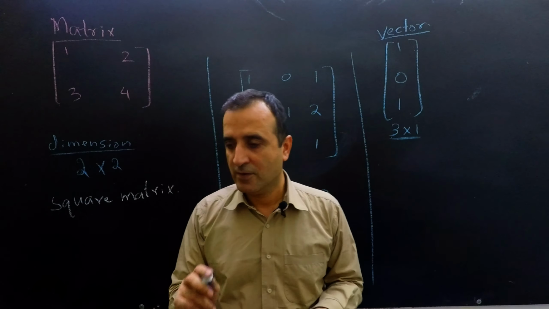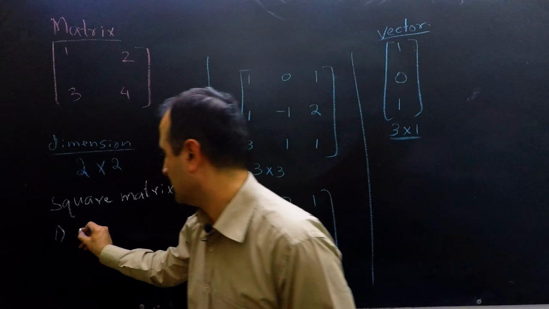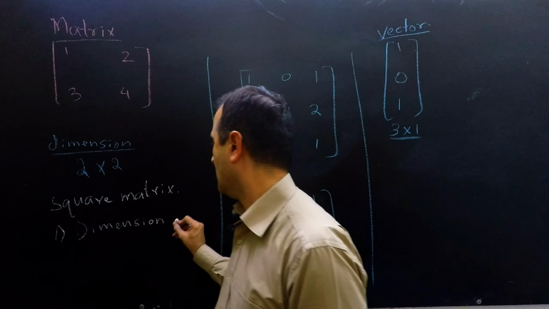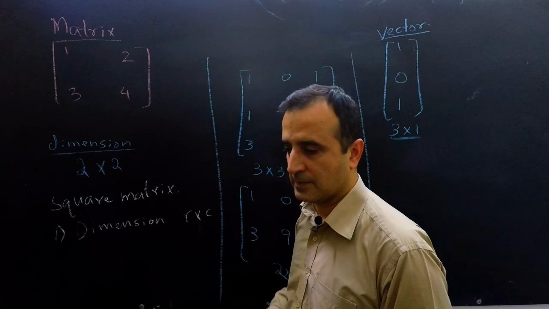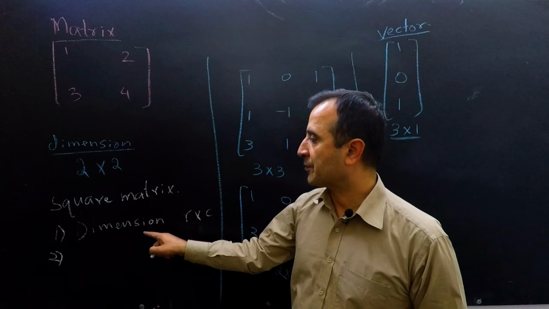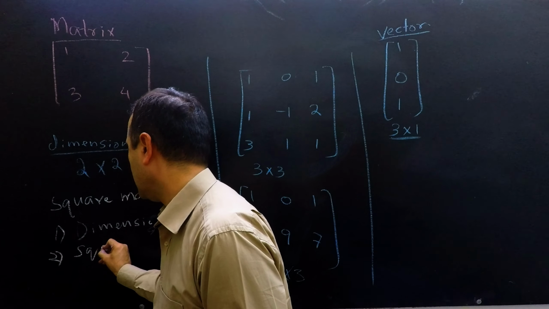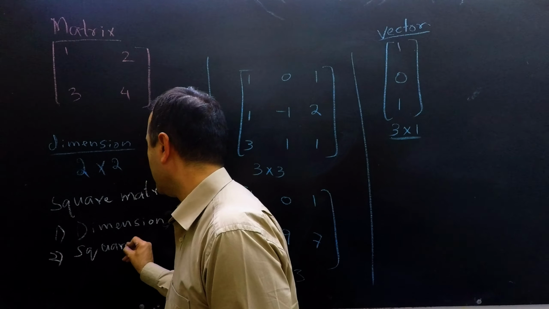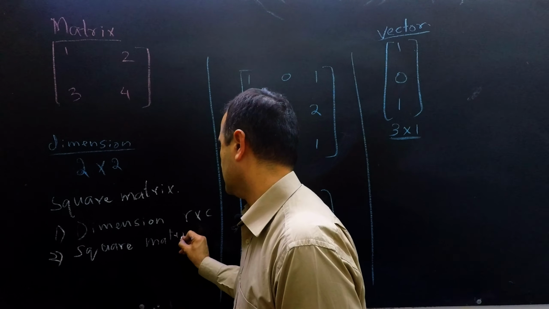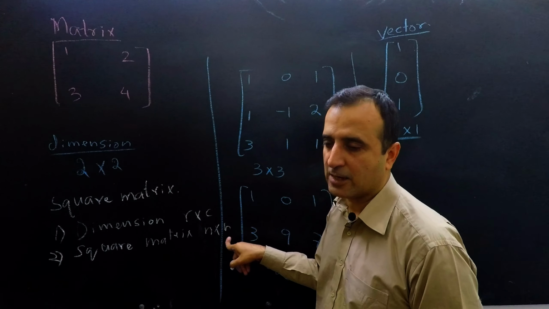So far, what we know is, number 1, the dimensions of a matrix. Dimension is rows times columns, right? Second thing we have learned is what a square matrix is. A square matrix has an equal number of rows and columns. So a square matrix is of the form n times n, same rows, same columns. If it has n rows, then it has n columns, right?